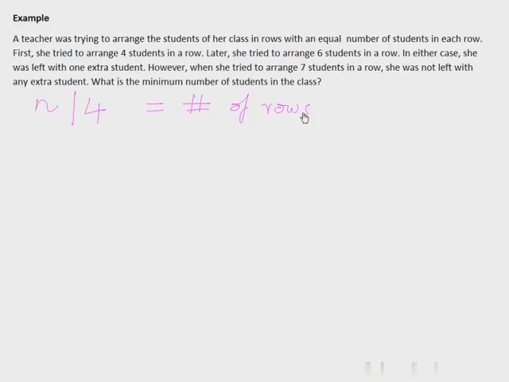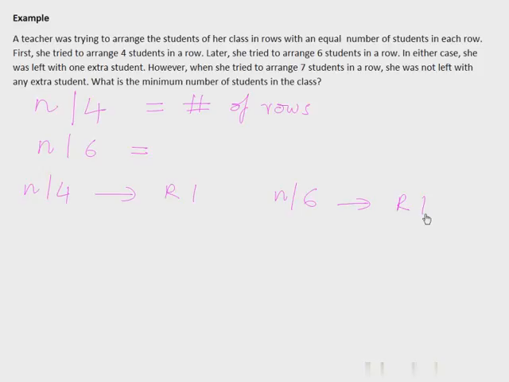Next, she tried to arrange 6 students in a row. So she divided N by 6 to get the new number of rows and maybe a remainder. In each case, she was left with 1 extra student. What does that mean? That means she got some students sitting in rows and then she was left with 1 extra student. She was left with a remainder of 1. So what do we know? We know that N divided by 4 gave a remainder of 1. We also know that N divided by 6 gave a remainder of 1.